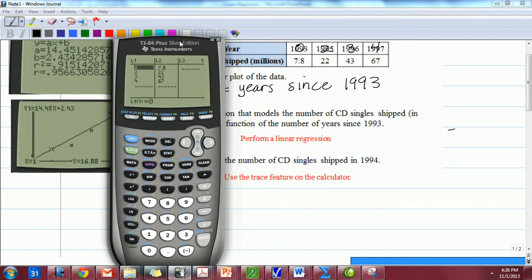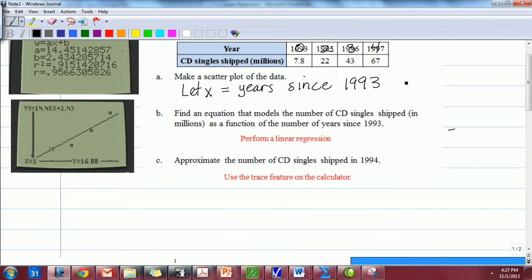Once my values are in, if I go to stat, calc, and I do the linear regression, enter, and enter a whole bunch of other times, and calculate the linear regression, notice it gives me all the values that I need. So based on a and b, one being 14.45 and the other one being 2.43, the equation I'm going to have from the linear regression is y equals 14.45x plus 2.43, based on the numbers that you see here.